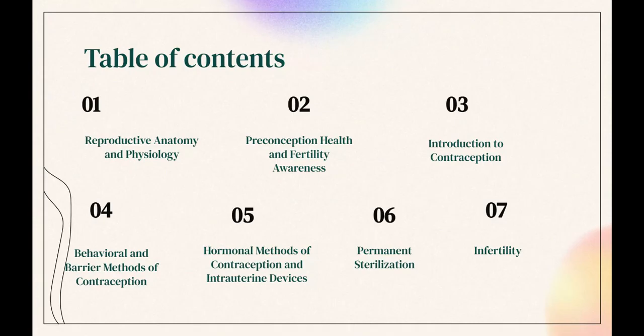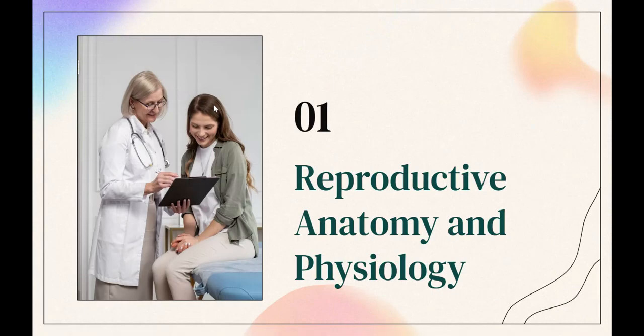Now, if you're very familiar with reproductive biology, you can skip it. But when we start talking about infertility or contraception, which are important topics, it's helpful to know a little bit of basic information about how that process works. And it will also help you understand preconception health and fertility awareness. So we'll start with the reproductive anatomy and physiology. This is a very brief overview.